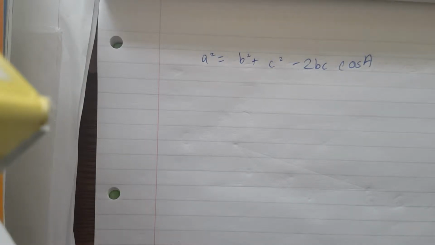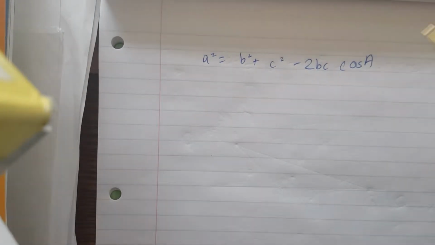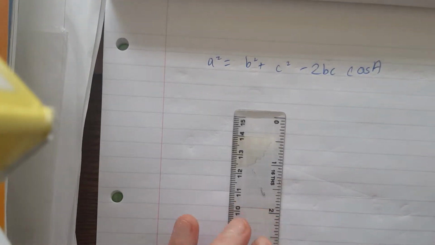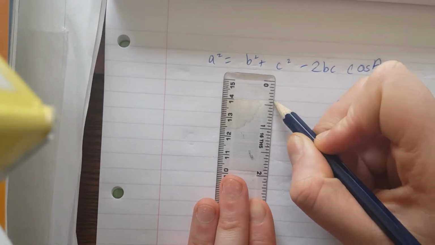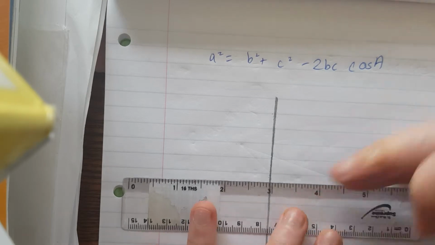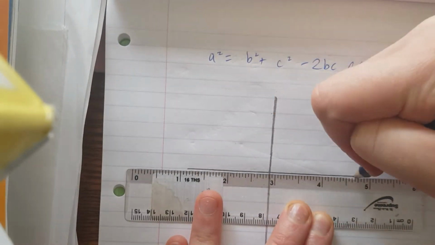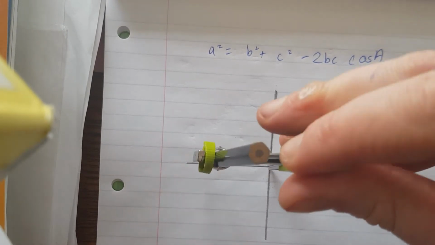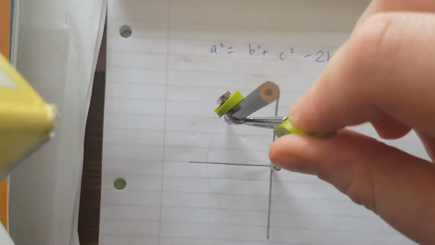Now we're going to prove the cosine rule. So this is the cosine rule here. In order to prove the cosine rule, we're going to need to draw axes. So a y-axis and an x-axis. And we're going to construct a circle with the center being the origin.